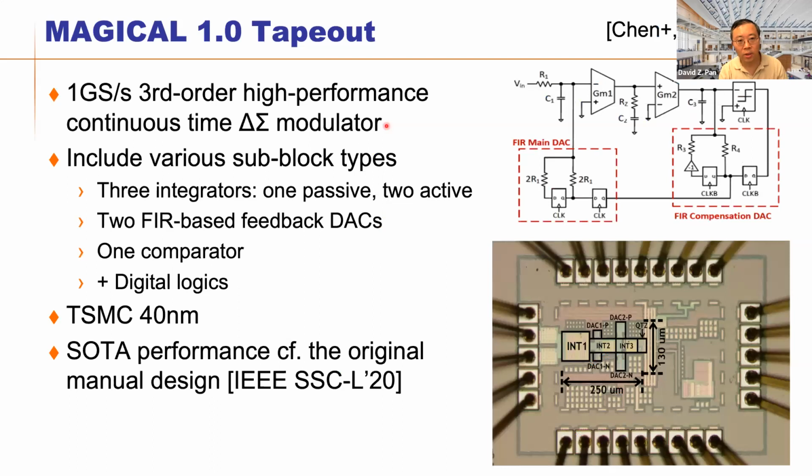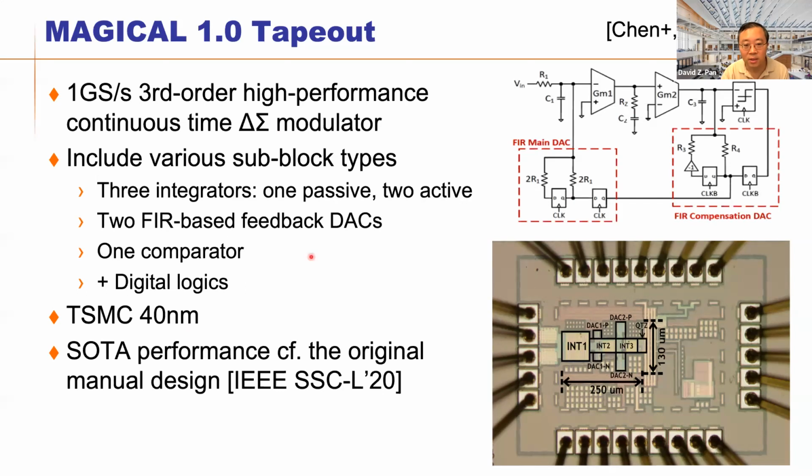So with that, we even taped out a pretty complicated ADC circuit, a third order high performance continuous time delta sigma modulator. As you can see here, we have various support blocks, including 3 integrators, 2 DACs, 1 comparator and some digital logic. Here is the schematic, and this is a micrograph of the tape out we have done. It was taped out using TSMC 40 nanometer process technology.